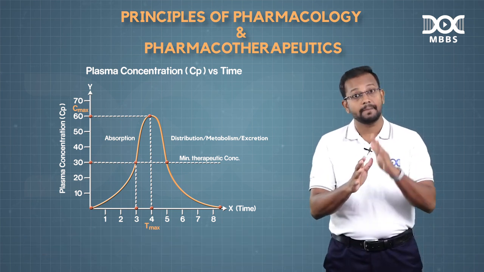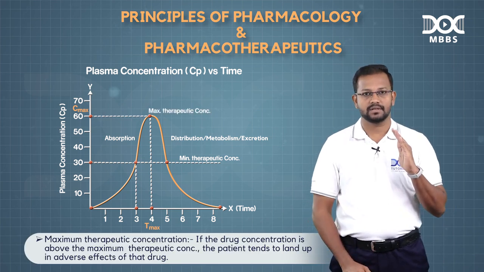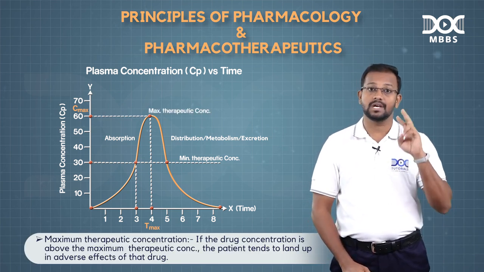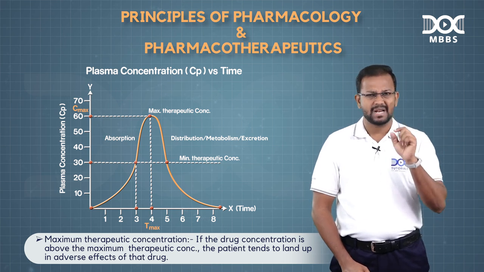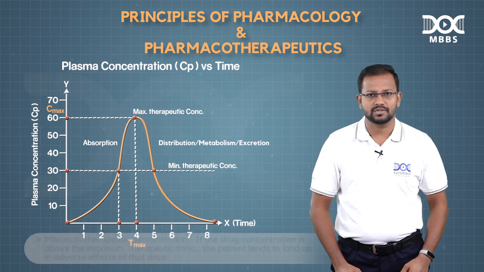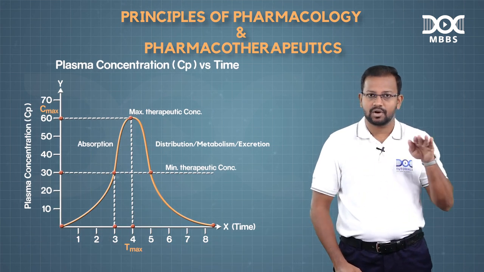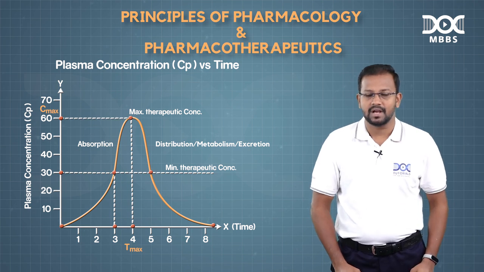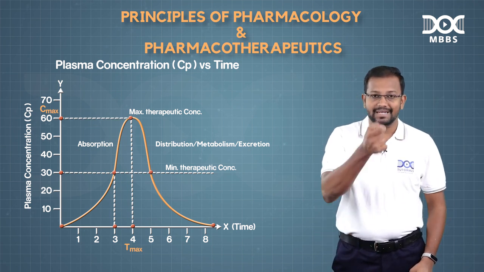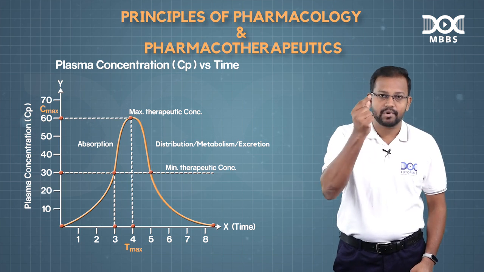Similarly, we have a maximum therapeutic concentration, which means if the drug concentration is above the maximum therapeutic concentration, the patient tends to land up in adverse effects of that drug. Right. So here we have a minimum therapeutic concentration and we have a maximum therapeutic concentration. Clear? And what do we call the time taken for the drug to start producing its effects?